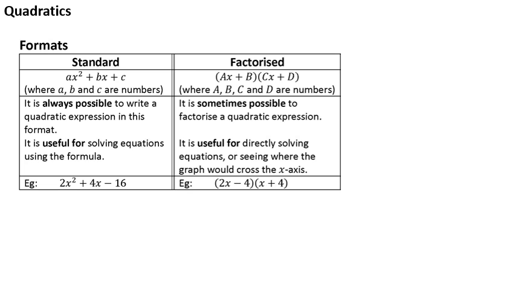The factorized form is a form where the entire quadratic expression has been written as two simpler expressions multiplied together. There'll be two linear expressions. So in this case, our expressions are 2x minus 4 and x plus 4. And that form is helpful for solving an equation, particularly if you've got an equals 0.